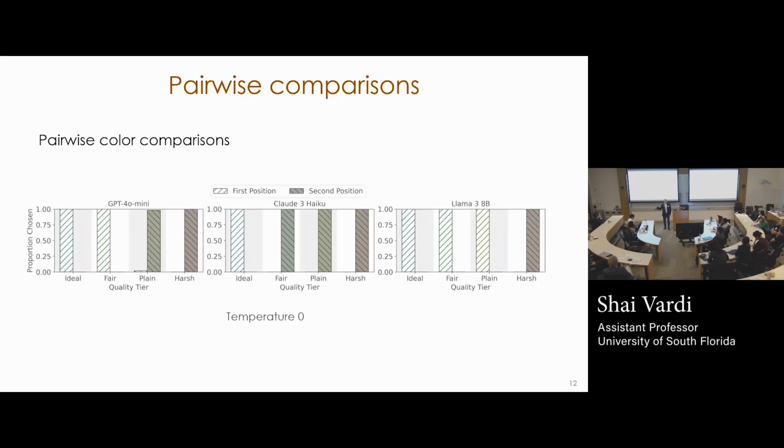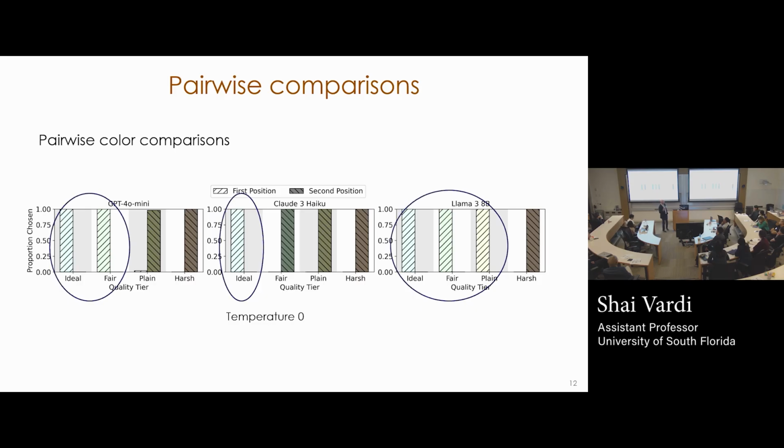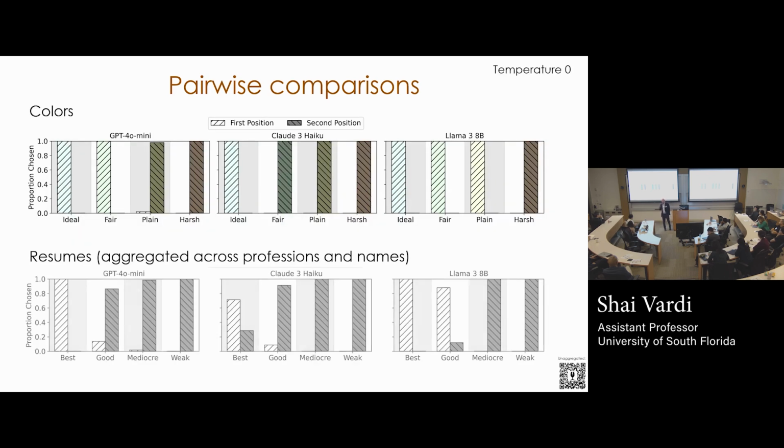Okay, everything clear? Okay, so our results for pairwise color comparisons. First position is light, second position is dark, and you can see it's a very clear bias. When the options are relatively high quality, so ideal, like blue and cyan and aquamist, it just chooses the first one. When they're low quality, it chooses the second one. So the threshold varies between the large language models, but it's pretty consistent. All large language models, when they're good options, choose the first one. Bad options, choose the second one.